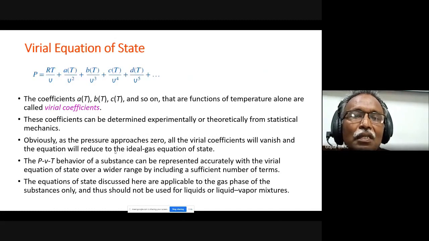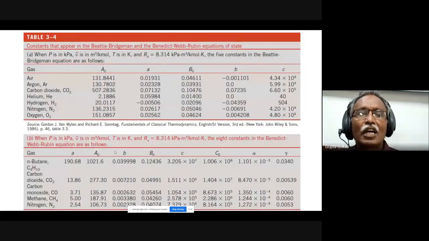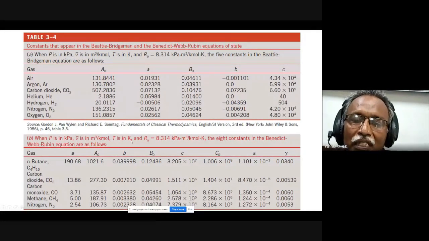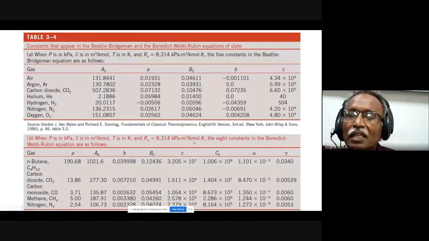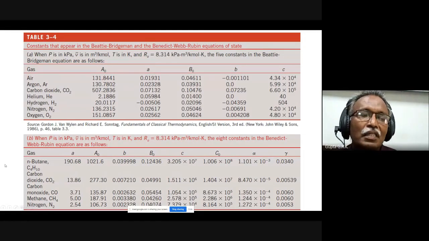So you can see these tabular forms: constants that appear in the Beattie-Bridgman and the Benedict-Webb-Rubin equations of state. These are the constants A naught, small a, B naught, small b, c. For different gases, it is given like that. P is in kilopascals, v bar is in cubic meters per kilomole, T is in Kelvin, and the universal gas constant is like this. The 8 constants of the Benedict-Webb-Rubin equation are as follows.